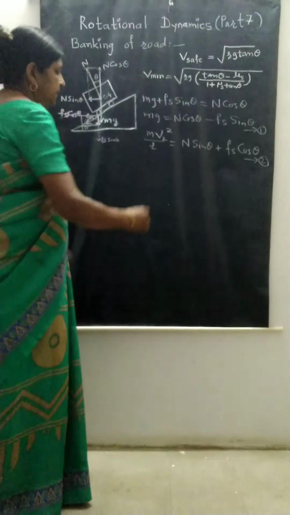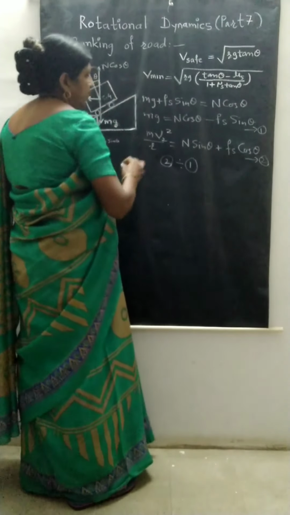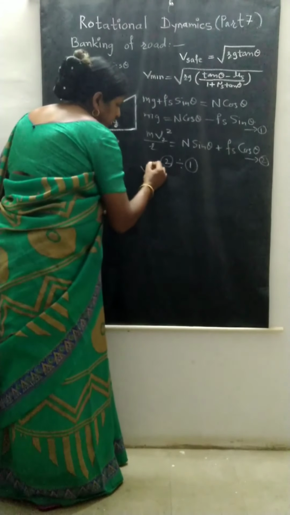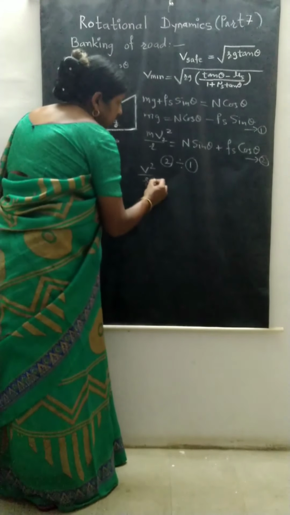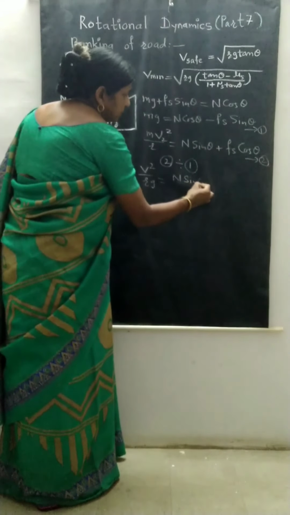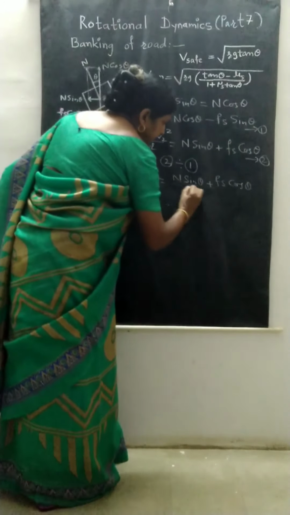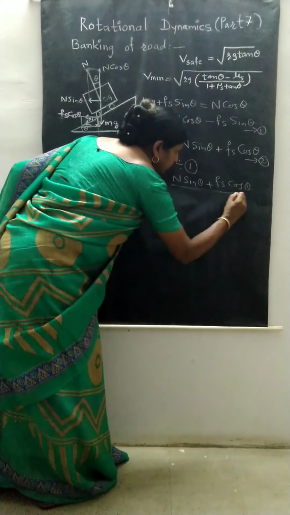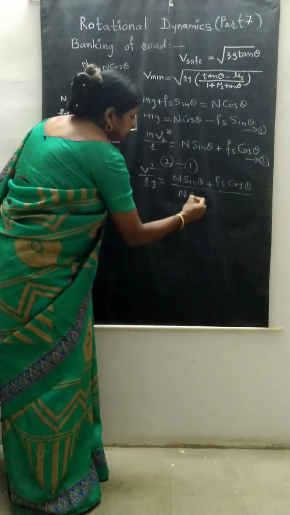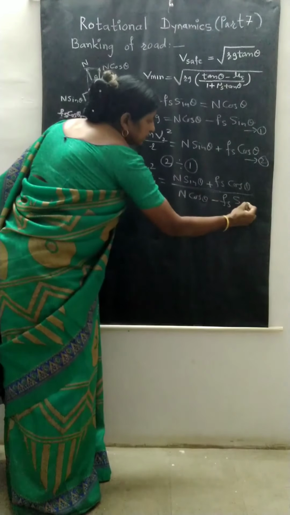Again we divide equation 2 by equation 1 and obtain, here we cancel m, v square upon rg is equal to N sin theta plus Fs cos theta divided by N cos theta minus Fs sin theta.